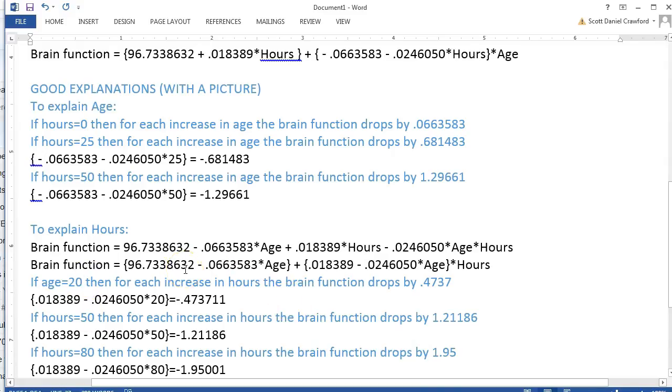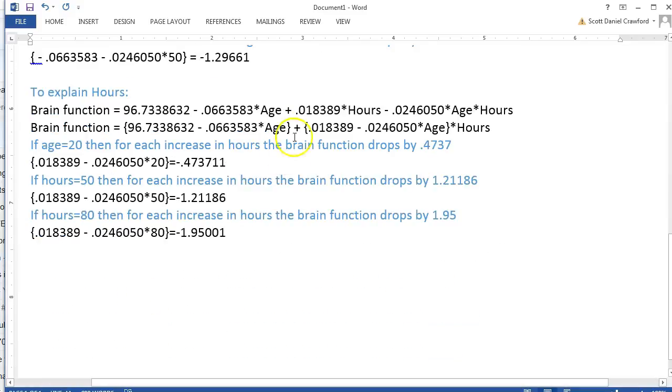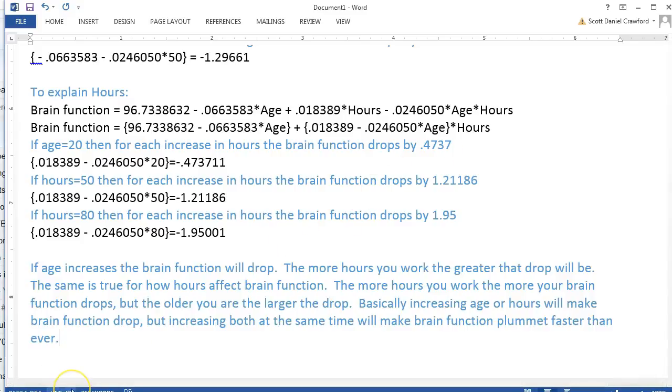And you can see what's happening. As you increase the hours, your brain function drops. But the older you are, the more your brain function drops. So that's a decent explanation. I think a client reading this and looking at the picture that we're going to do in a second, they'd be like, okay, I can kind of see what's going on. But there are ways to explain it that are not quite as pedantic, and I think you could argue actually help you understand it a little more.